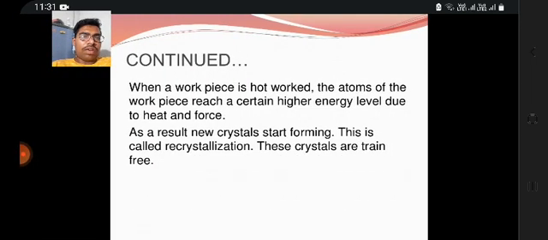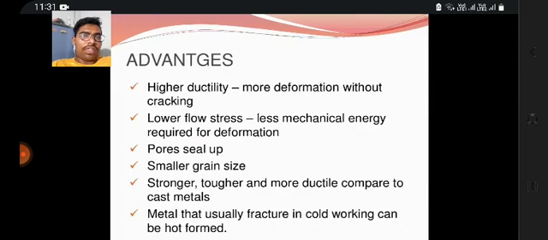When a workpiece is hot worked, the atoms of the workpiece reach a certain higher energy level due to heat and force. As a result, new crystals start forming. This is called recrystallization. These crystals are strain-free.